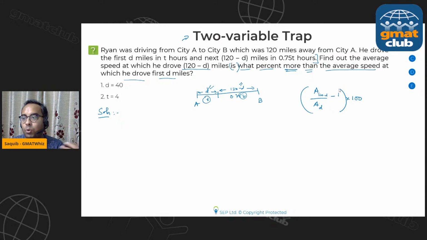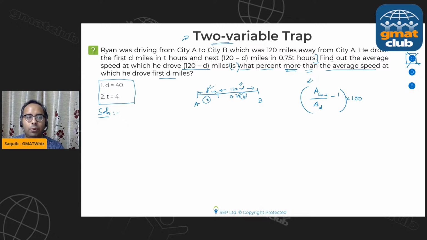And this might happen if you don't do your pre-analysis. They'll put these two options like this. Very tempting, right? You look at this, you see d and t, and you feel the answer has to be C, which is incorrect. So it's a typical C trap because of the two-variable trap that is put here. What you should ideally do, before going to the statements, is set up your equation.